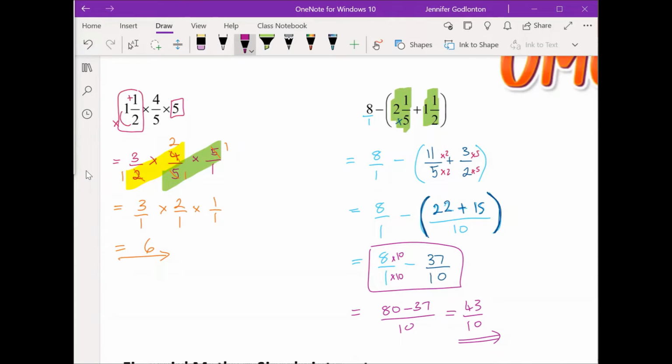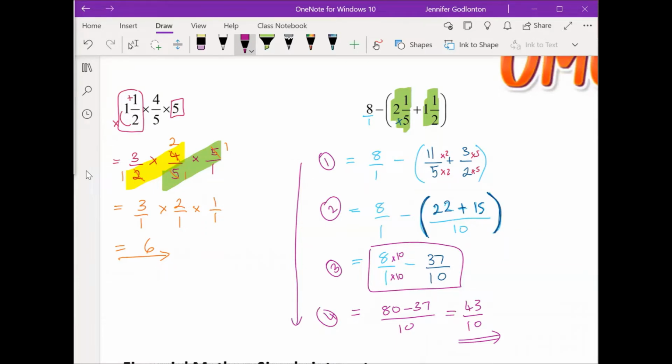Who else managed to get this fraction right? Let's put these in steps. So who got up to step 1? Who got up to step 2? Who got up to step 3? And then who got all the way up to step 4?